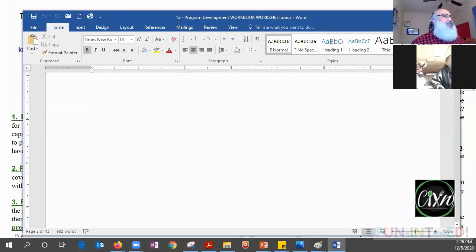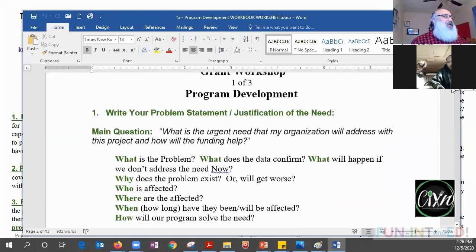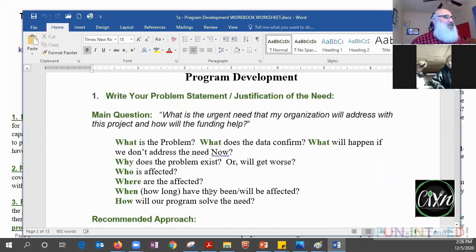So with this, remember before I said you have these questions that you have to answer, record them. What is the problem? What does the data confirm? There has to be something very specific that you can point to. It could be environmental, it could be housing, whatever the problem is. What will happen if we don't address the need now? So it has to be something urgent, which everything at this point is.